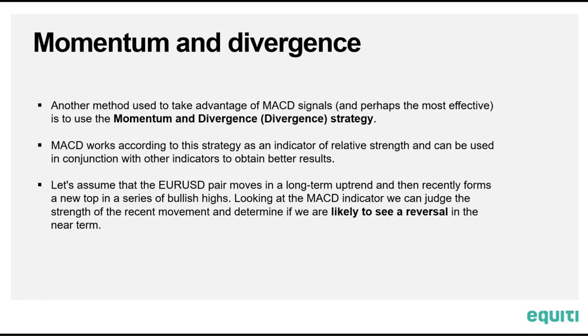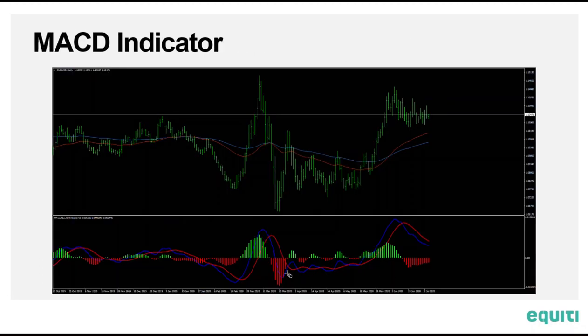Another method used to take advantage of the MACD signals, which is the most effective trading strategy, is momentum and divergence. It works according to the strategy of the MACD as an indicator of the RSI and can be used in conjunction with other indicators to obtain better results. Let's assume that the Euro-USD pair moves in a long-term uptrend and then recently forms a new top in a series of bullish highs. Looking at the MACD indicator, we can judge the strength of the recent movement and determine if we are likely to see a reversal in the near term or if it's going to give us a low volume bar and a low volume trend.